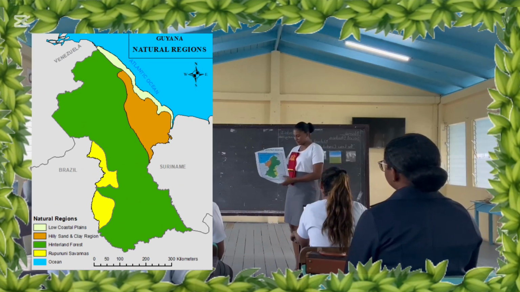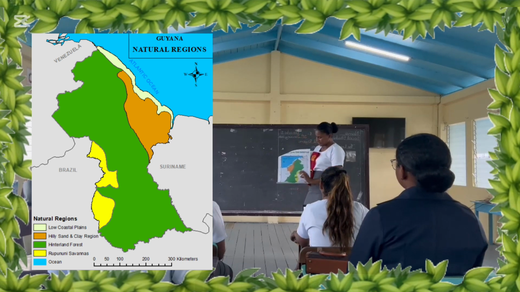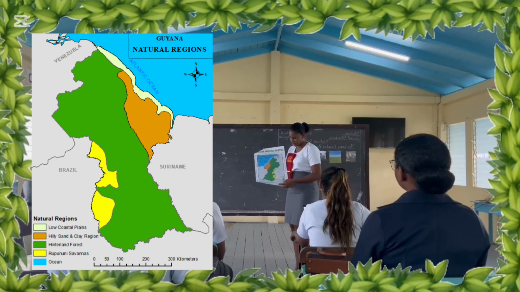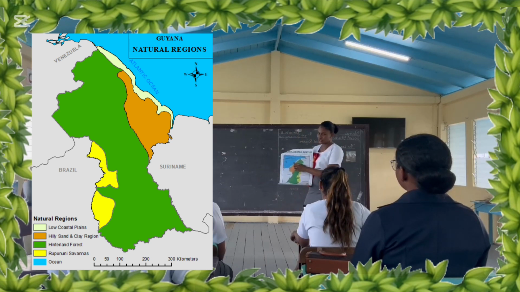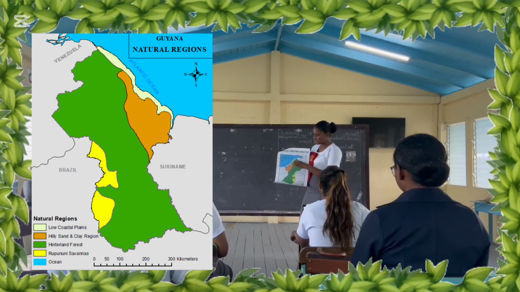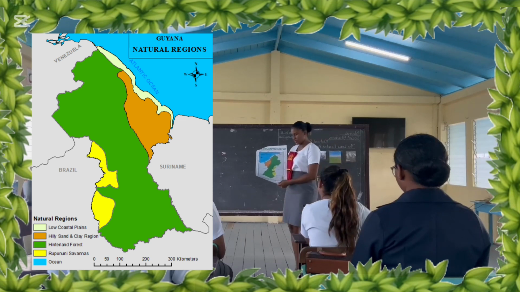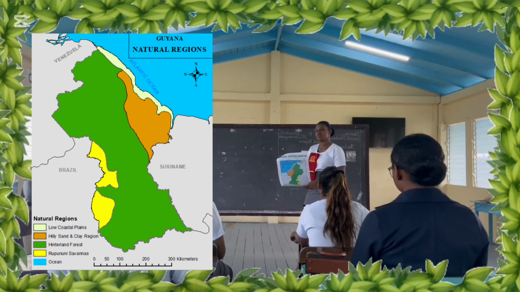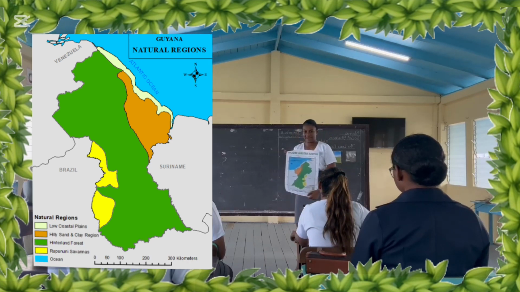So let's look at the 4 natural regions in Guyana. We have the low coastal plain, that is in the light green on the key. We have the hilly sand and clay region, which is highlighted in the orange. We have the hinterland forest, which is in green, of course, for forest, which is a large part of Guyana. And we have the Rupununi savannas, which is in the yellow. So those are the names of our 4 natural regions in Guyana, okay?